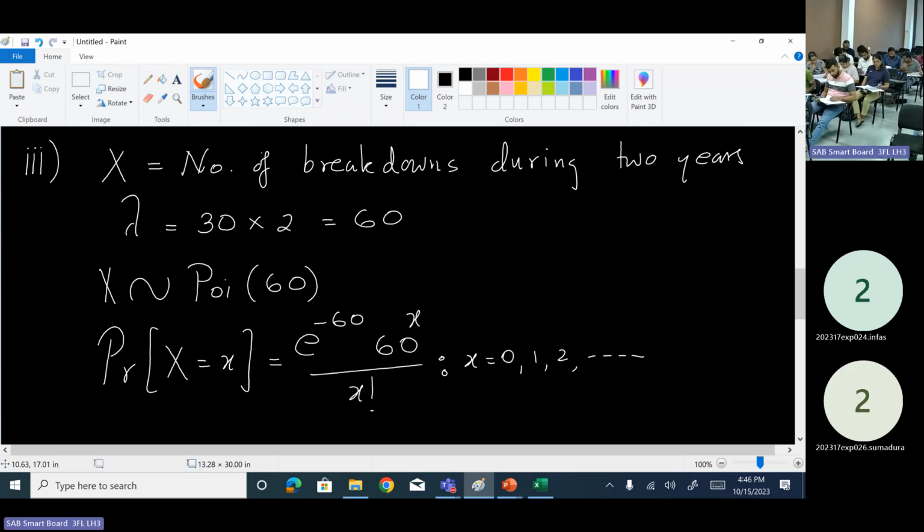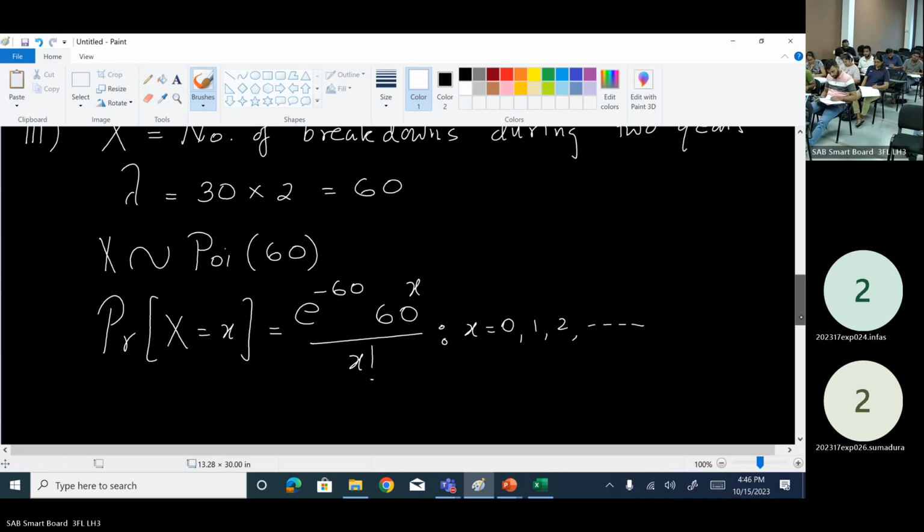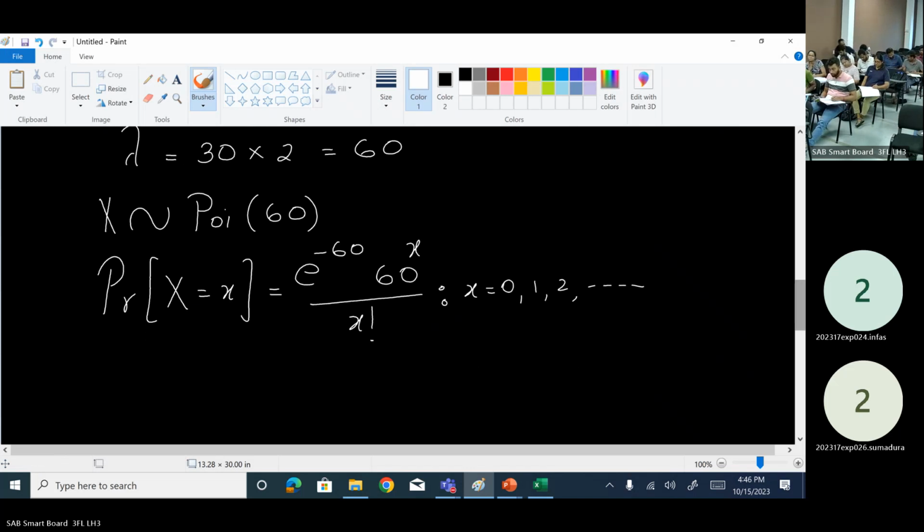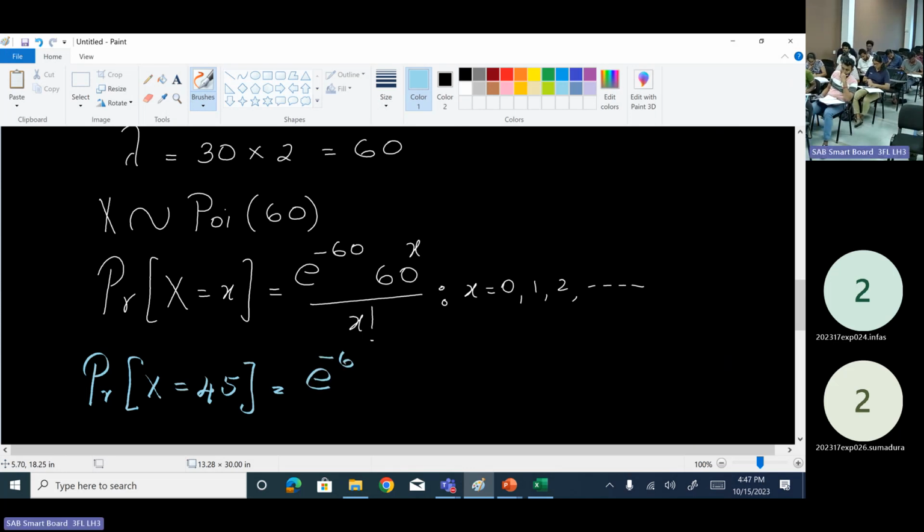So they are asking for 45. So x equals 45, only one value. e to the power of minus 60, 60 to the power of 45 over 45 factorial.